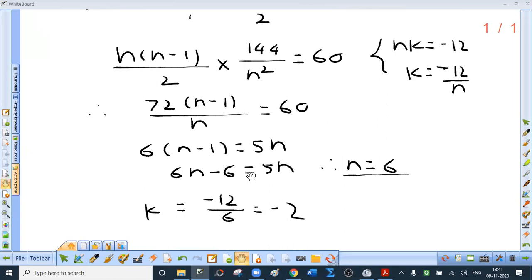So all the sums from the textbook are over. Tomorrow we'll be solving additional sums on this topic, which are not given in the textbook, and then we will be doing the miscellaneous exercise from the topic functions.